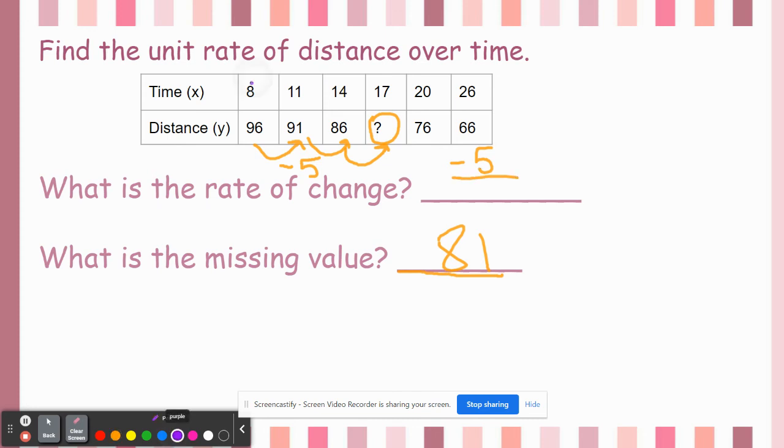And then we're going to do what is our change in the x, the run. From 8 to 11, did we go up or down? We went up. How much did we go up? 8, 9, 10, 11. So that's 3, right? Did we add 3 here? Yes. So each time we were adding 3.